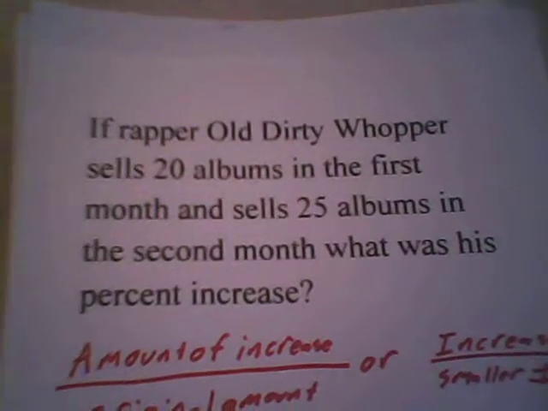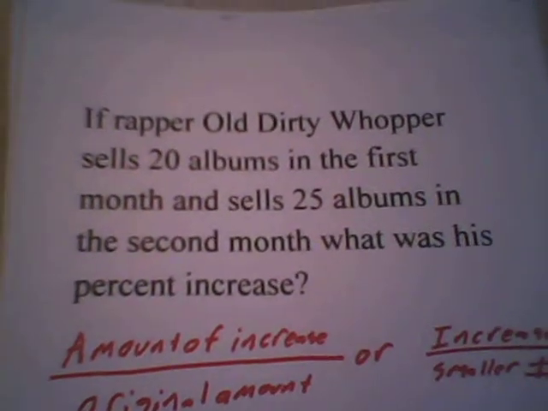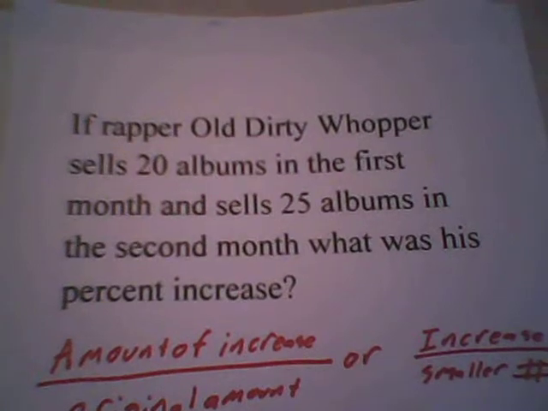A topic that a lot of people tend to have problems with are percent increase and percent decrease questions, but they're not that difficult, so we're going to go over a couple of them and see if we can get the hang of it. First one. If rapper Old Dirty Whopper sells 20 albums in the first month and sells 25 albums in the second month, what was his percent increase?